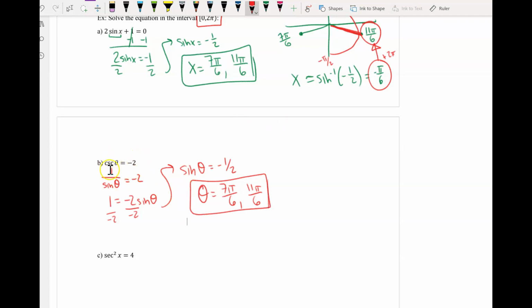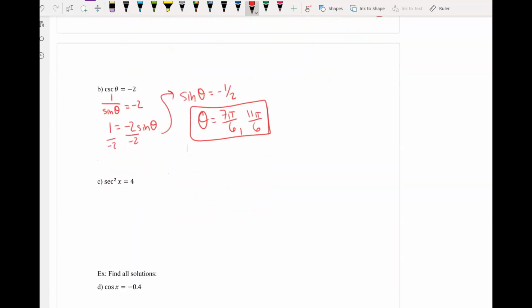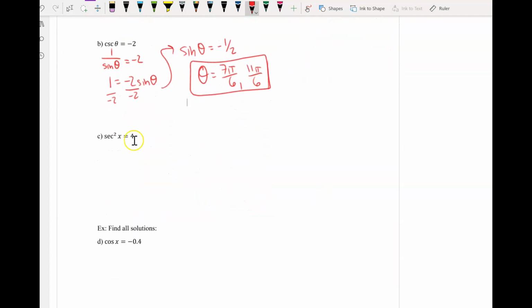Whenever I have secant, cosecant, or sometimes even cotangent, I like to write them as the reciprocals. So now let's look at this one. Secant squared x equals 4. Let's get rid of that square. I'm going to take the square root of both sides, and add plus or minus. Don't forget that, that's super crucial. So secant x equals plus or minus 2.